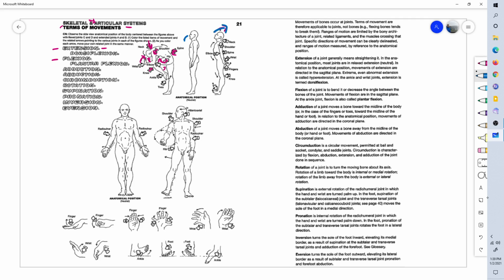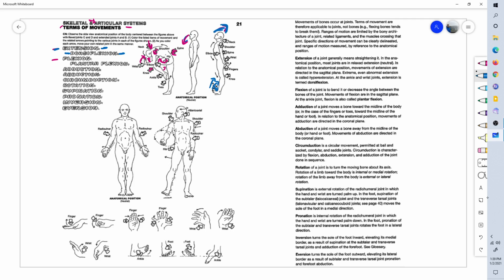Flexing the neck is down, while extending the neck is back. So it's motion in the sagittal plane, backward and forward. And there is a unique term for ankle flexion called dorsiflexion. It's flexion upward when the toes come closer to the leg. That's called dorsiflexion.